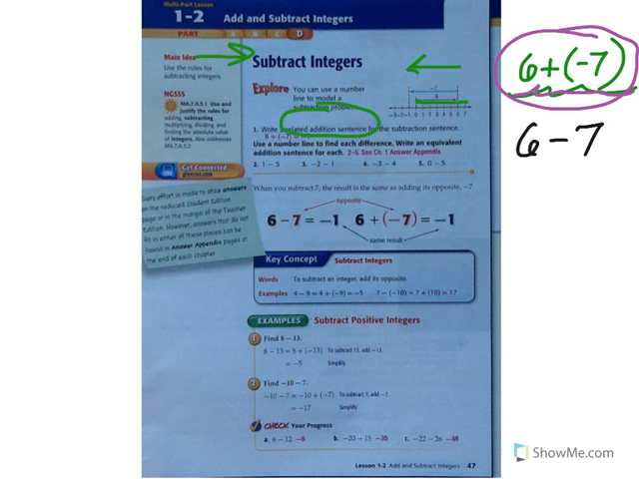6 minus 7. So as subtraction, that's what it would look like. As addition, it would look like this. Same question, just written differently. The answer is still going to be -1.